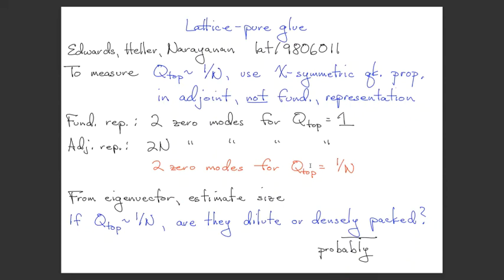Sorry, why is it easier to use that? It's not easier, it's necessary. All you're going to see with an operator in the fundamental representation are zero modes associated with integral topological charge. But this is a pure gauge theory, and for the adjoint representation, d mu g mu 5 picks up an extra factor of n.